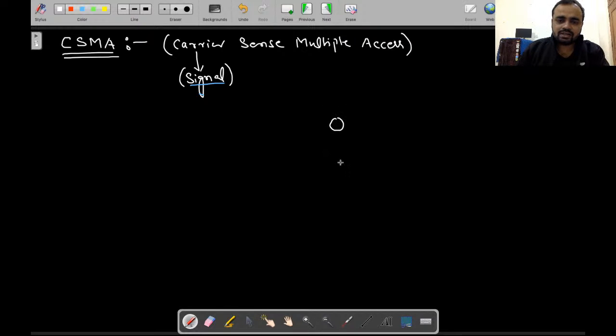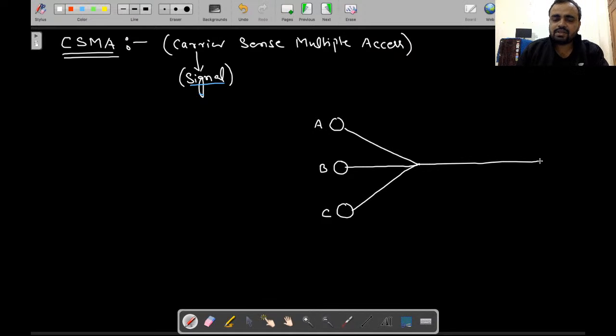Suppose there are three connecting nodes: node A, B and C, which are connected with the common medium. And suppose at a particular time instance, node A is accessing the medium.